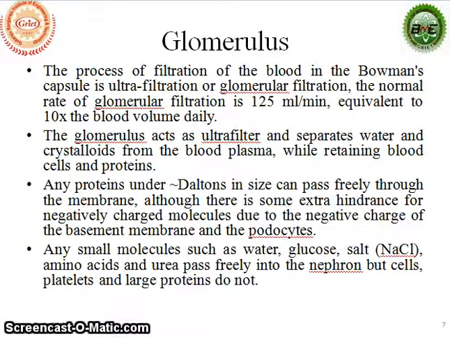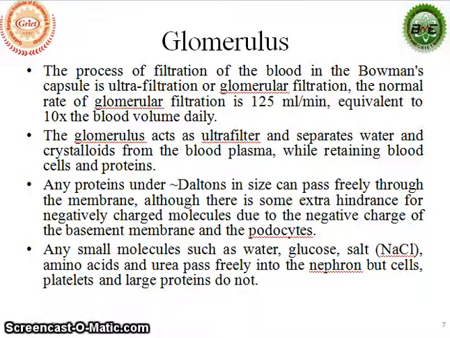Continuing with the glomerulus, the process of filtration of blood in the Bowman's capsule is called ultrafiltration or glomerular filtration. The normal rate of glomerular filtration is about 125 milliliters per minute, which is equivalent to 10 times the blood volume every day. The glomerulus acts as an ultrafilter and separates water and crystalloids from the blood plasma while retaining blood cells and proteins. Proteins under a certain Dalton size can pass freely through the membrane, although there is some extra hindrance for negatively charged molecules due to the negative charge of the basement membrane and the podocytes.